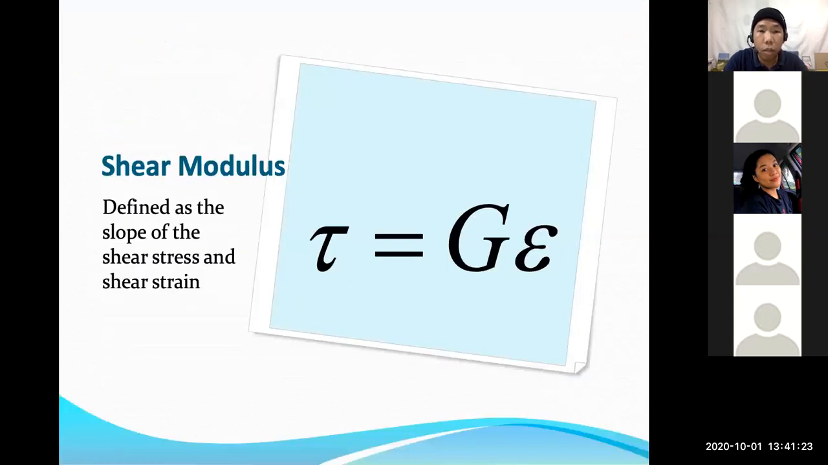Now, going back to the shear modulus. It's defined as the slope of the shear stress and shear strain. And this can be determined. So shear modulus is represented by tau equal to this formula, G multiplied by epsilon.